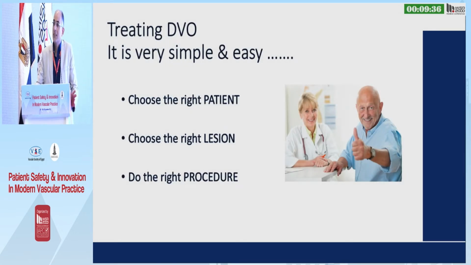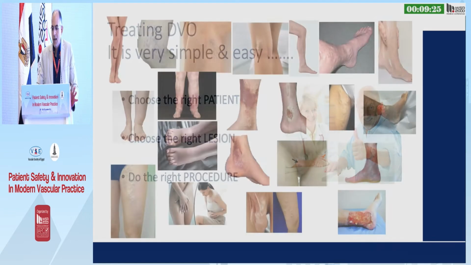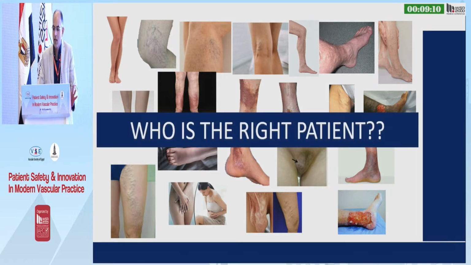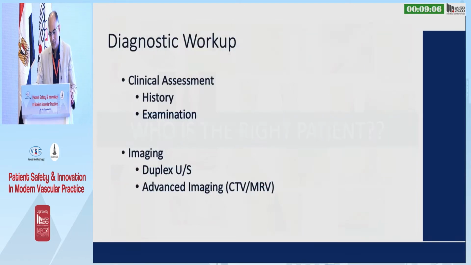When we're talking about treating deep venous obstruction, it seems very simple. To achieve the best outcome, choose the right patient, choose the right lesion, and do the right procedure, and you'll get a successful outcome. However, when we look at how diverse the chronic venous disease manifestations are that we face every day in our clinics and practice, you'd find a multitude of manifestations. So how can I identify which ones have an obstructive component in these patients? Identifying the right patient is not that easy.